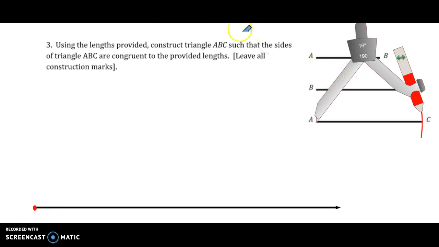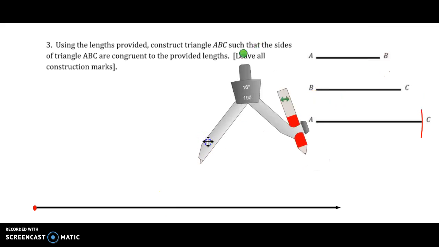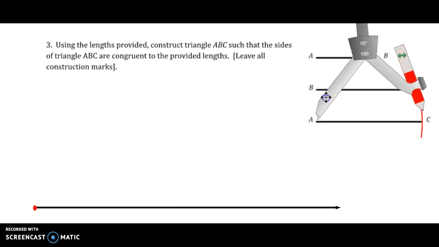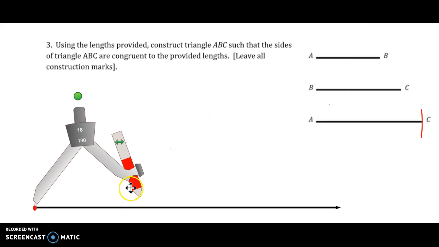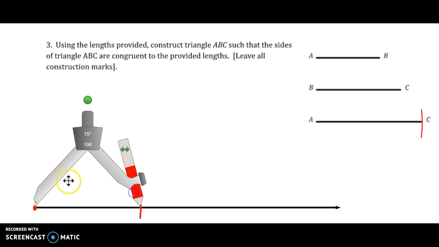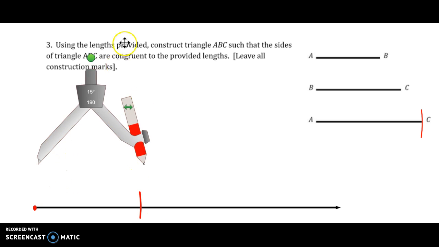So your first step, anytime you have to copy something, whether it's an angle or a segment, you need to make a ray. So I've already done that down here. So I've copied the length of AC by copying a segment, which we already covered in the previous video. And so, keeping my compass opening the same amount, I'm going to copy that length. And it says construct a triangle ABC such that the sides are congruent, so I'll just call this A prime for now, and C prime.